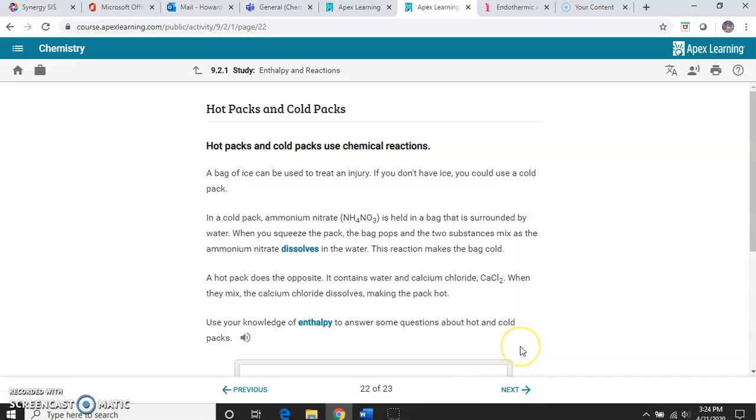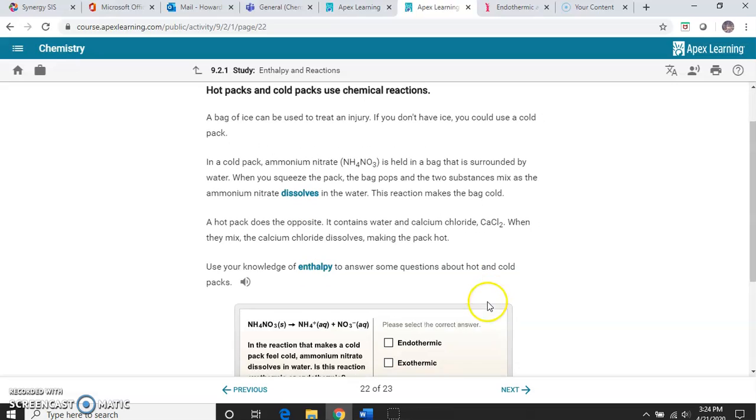And then the last thing is just a neat thing. This is how they do hot packs and cold packs. A bag of ice can be used to treat injuries, but a lot of times if you don't have ice, you use a cold pack. And they actually have this chemical reaction that happens. When you squeeze that pack, it pops and the two substances mix together, the water and the ammonium nitrate, and they dissolve in the water and it makes the bag cold. And then the hot pack will do the opposite. It'll receive also this water and calcium chloride, and when they mix, it makes the pack hot. So they're exothermic and endothermic reactions. It's very cool.